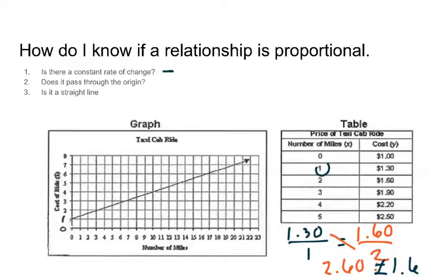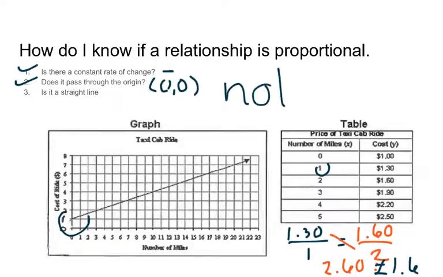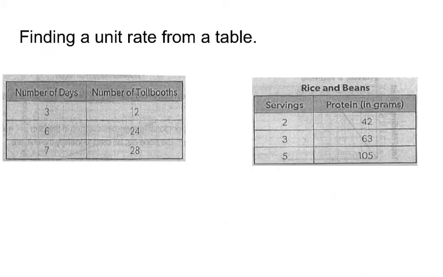We're going to look at the other checks also just to be sure. Does it pass through the origin, or 0, 0? Well, let's look at our graph. Does it? It does not pass through the origin, so it doesn't cross that either. And is it a straight line? Yes, it is a straight line. But in order to be proportional, it has to pass all 3 of these tests. And since it doesn't, then it is not proportional. All right, so we know what proportional is. We know how to find out if it is proportional.